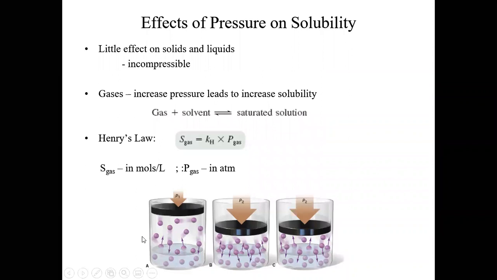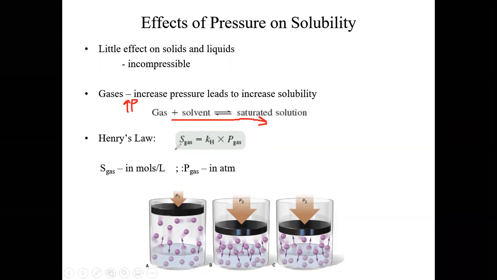Now with gases, besides temperature, we can also affect solubility by pressure. Pressure doesn't affect solubility much for solids and liquids because those are mostly incompressible. But for gases, as we increase the pressure, we're going to increase the amount of gas in solution. This is because when you increase pressure, the equilibrium shifts toward the side with fewer moles of gas. So when you increase P, the side with fewer moles of gas is the product side, so it shifts to put more gas in solution.